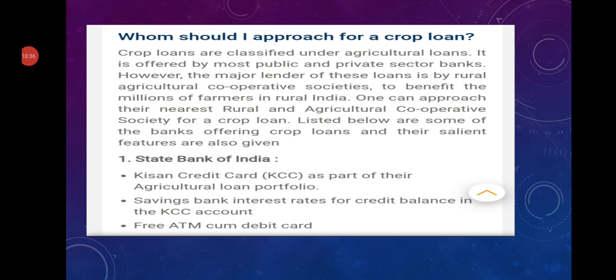So first of all, if you want to approach a financial institute, there are 2 types of institute. One is the organized sector and second one is the unorganized sector. What is the unorganized sector? Guys, organized sector means those having a legal background and the rate of interest in those sectors is very low, and it is concessional and very convenient to the farmer.